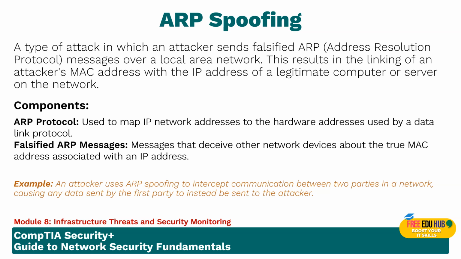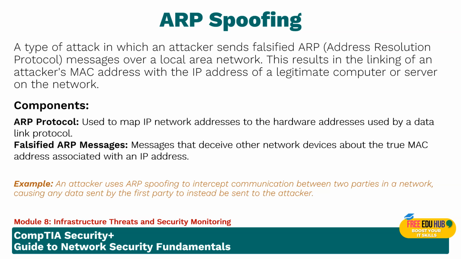It's a type of attack in which the attacker sends falsified ARP messages over the local network. This results in linking of an attacker's MAC address with the IP address of a legitimate computer or a server on the network. So in an ARP spoofing attack, the attacker sends falsified ARP messages over the network. This allows the attacker to link their MAC address with the IP address of a legitimate device on the network, such as a computer or a server. As a result, data meant for the legitimate device can be intercepted or misdirected to the attacker.